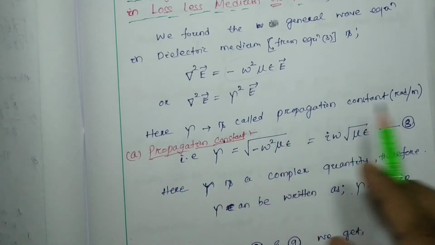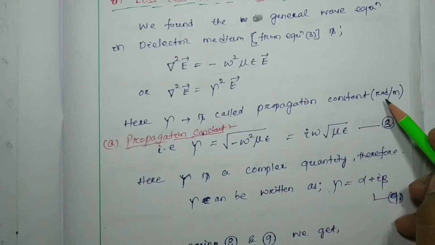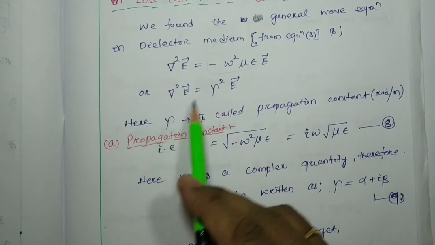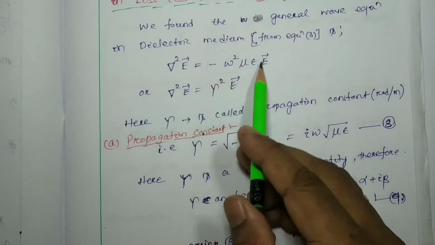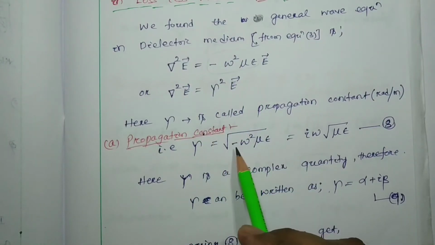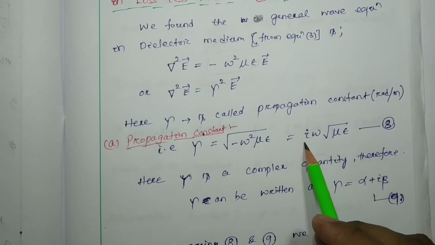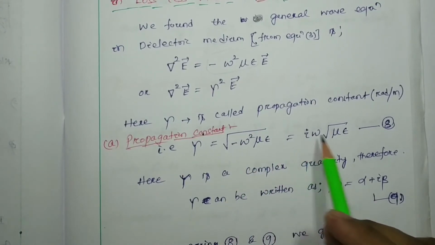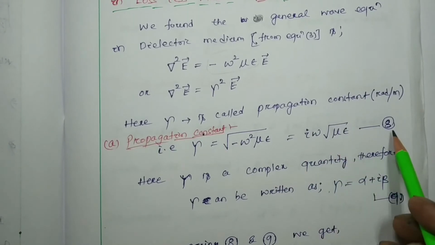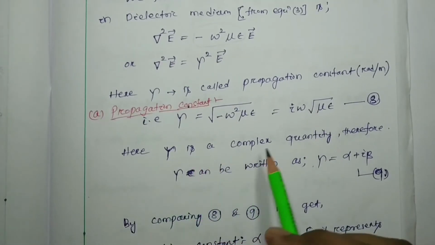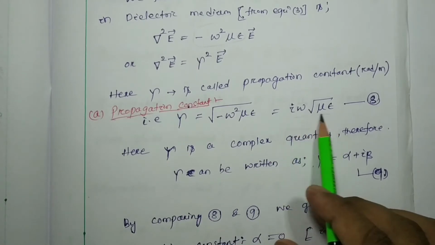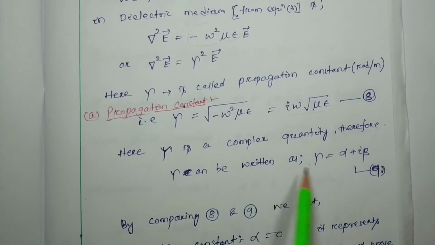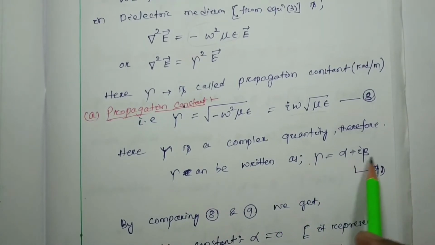So here gamma is called the propagation constant, having the unit radian per meter. If gamma square is this much, then gamma will be root over of minus omega square mu epsilon, or it can be written as root over of minus 1 times omega square mu epsilon, and minus 1 can be written as i, so gamma equals i omega root over of mu epsilon. Let this be your equation number 8. Here gamma is a complex quantity, obviously, so therefore gamma can be written in general as gamma equal to alpha plus i beta.